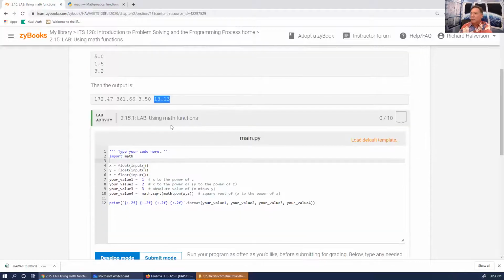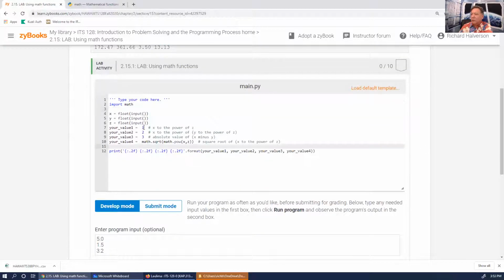Okay, so there's a similar formula you got to put in there. You got to put another, it looks like this, x to the power of z. And then this one, you're going to have to do x to the power of, so math pow x comma, and then whatever this is. Anyway, you can figure that out.